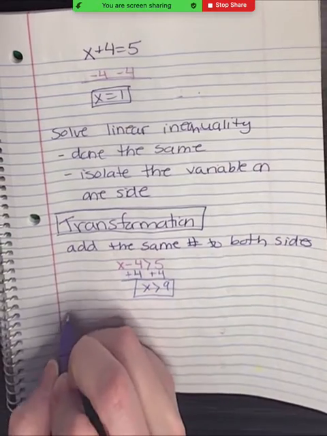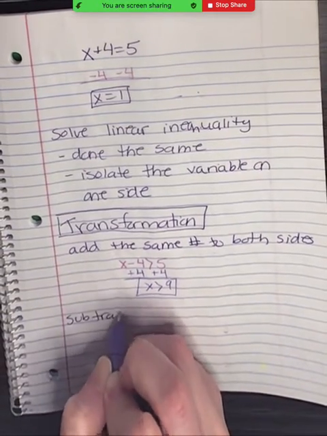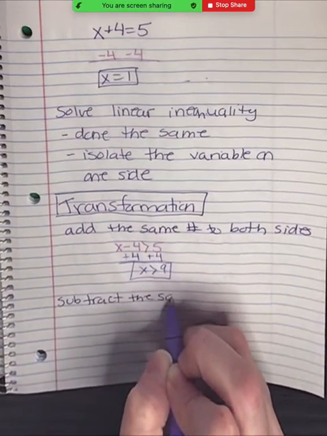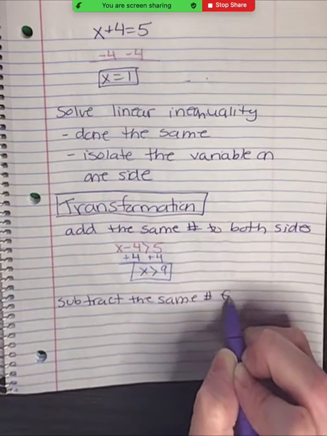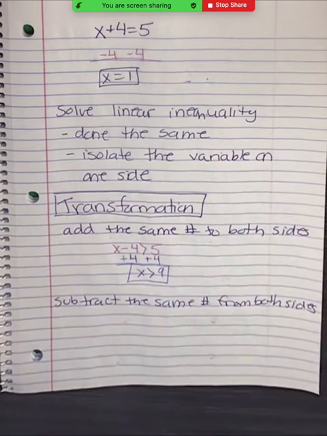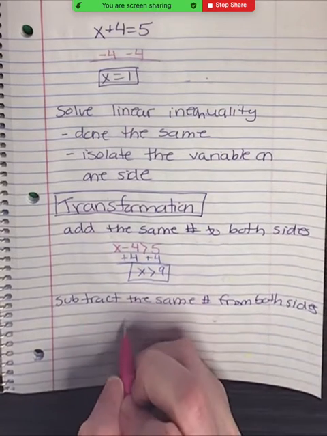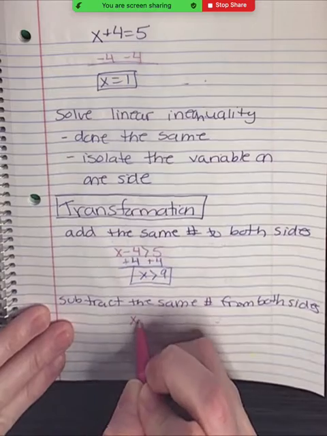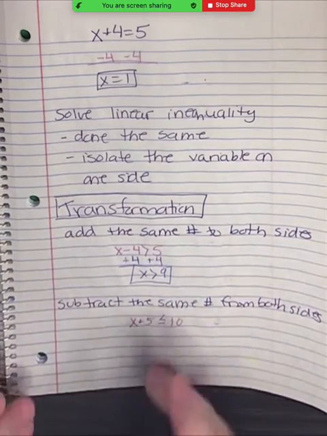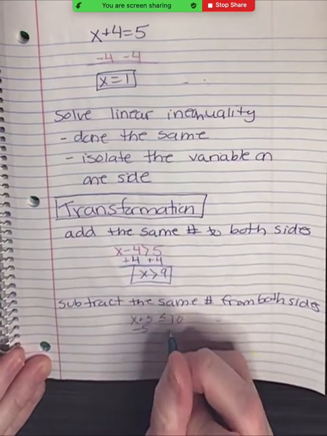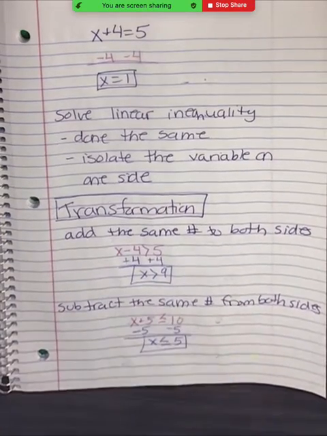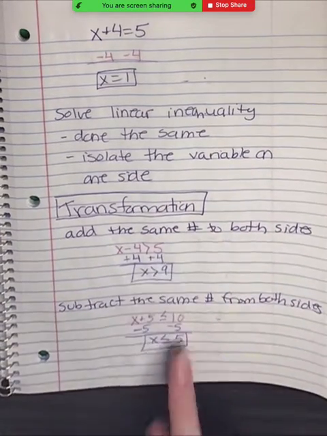Okay, I added. I can subtract the same number from both sides. Again, that's the key, it has to be from both sides. So I have x plus 5 is less than or equal to 10. I want to get x by itself, so the opposite of adding 5 is to subtract 5. So I get x is less than or equal to 5. Okay? Again, adding and subtracting work the exact same way.